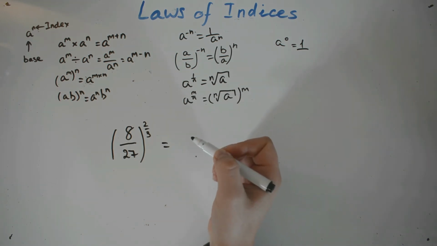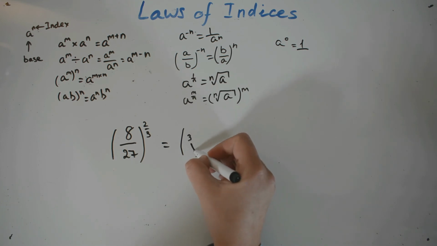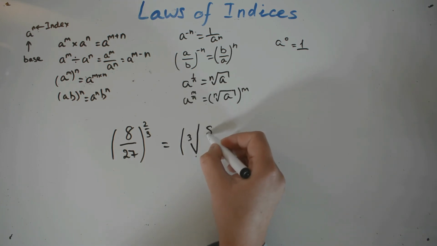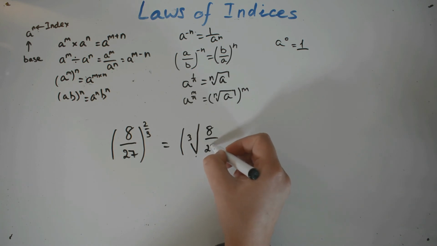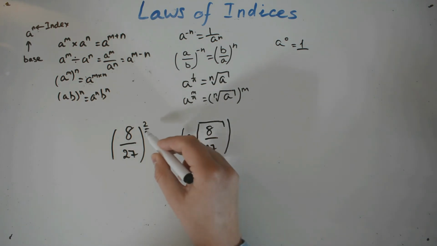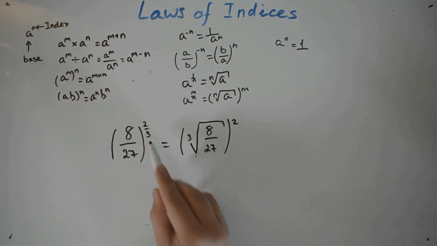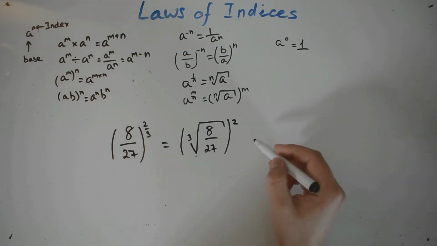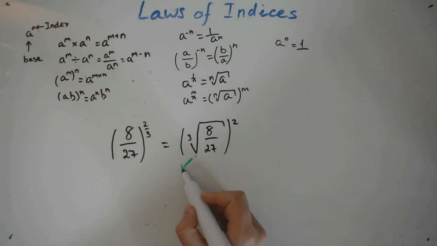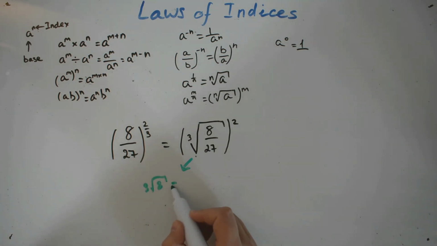Okay, so our power is a fraction, so that means we will have two operations. The denominator of the fraction will determine the root, so it's 3rd root, and we have 8 over 27, and then the numerator determines the index, which is 2, so it's all squared. Okay, first I'm gonna work out the inside of the bracket, which will be 3rd root of 8, and that is 2, and then we're gonna have the 3rd root of 27, which is 3.